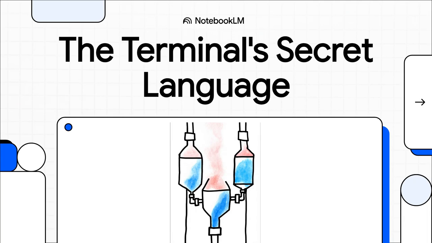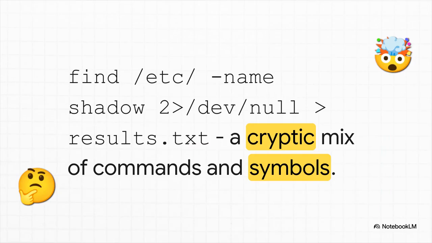Ever stared at your terminal? You see a bunch of symbols, arrows, vertical bars, and you just think, what on earth is going on here? Well, you have come to the exact right place. Today, we're going to decode that secret language of the command line. We're going to give you the power to control exactly where your data goes. Okay, let's just dive right in.